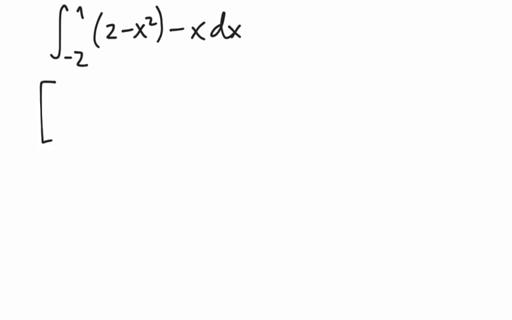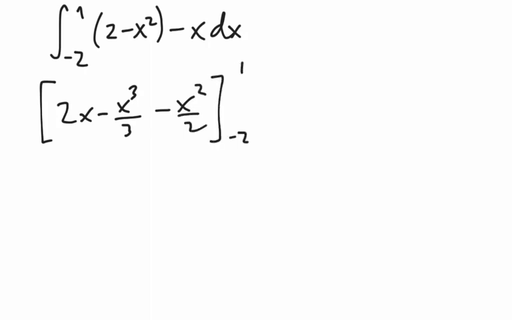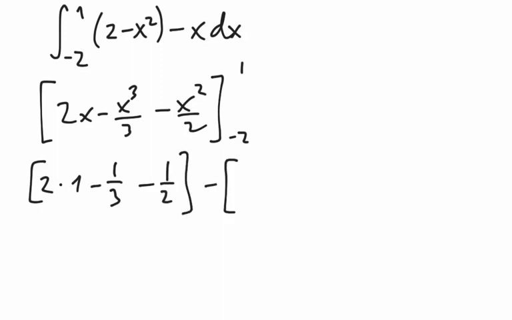The integral that we have is negative 2 to 1 of 2 minus x squared minus x dx. I'm going to do this rather quickly, so stay with me. The antiderivative will get 2x minus x cubed over 3 minus x squared over 2, evaluated from negative 2 to 1. So now we plug in 1. We're going to get 2 times 1 minus 1 cubed over 3 is 1/3, minus 1 squared over 2 is 1/2, minus, simplifying as we go, 2 times negative 2 is negative 4.